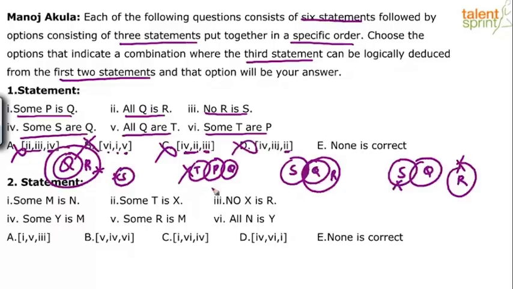No, it fails in the basic diagram itself. So A, B, C and D are wrong. Hence none is correct. Option E should be the answer. Similarly, let's do it for the next one.